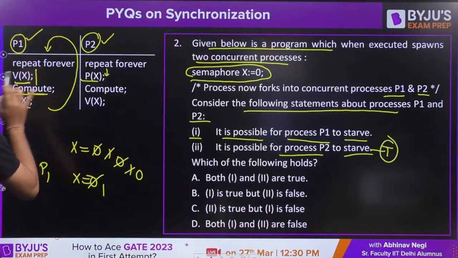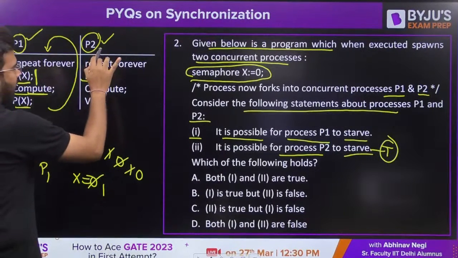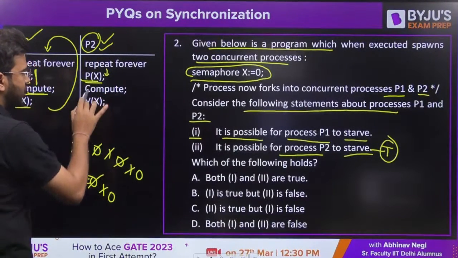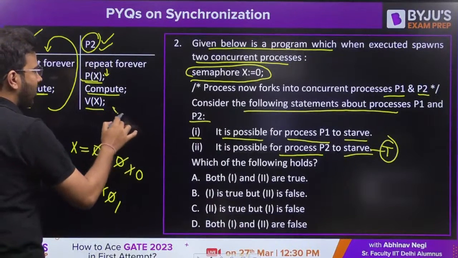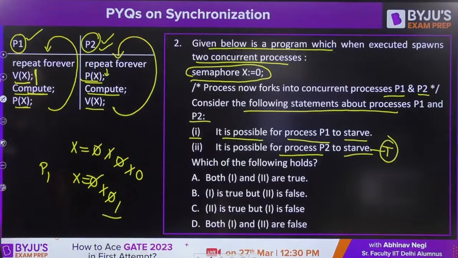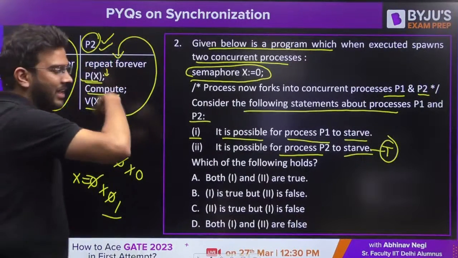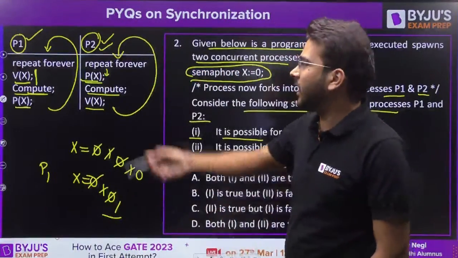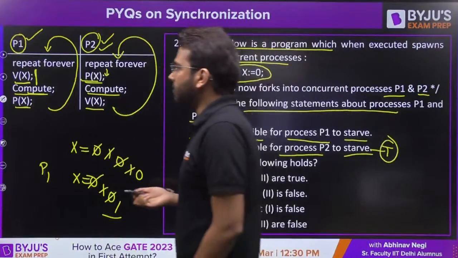Now let's say it got preempted. Just consider one case where it got preempted. Now come back to P2. P of x, yes, it will perform the wait operation. Compute, yes, V of x, it will make it 1. Now, because the value of x is 1, you have the possibility where P2 can execute again and again, and in this case it is possible that P1 will face starvation. P1 will not be able to proceed.